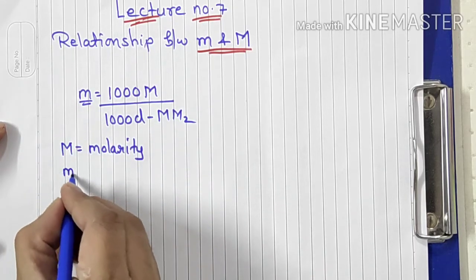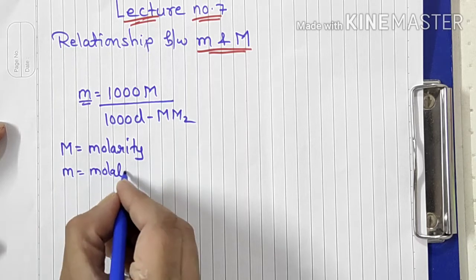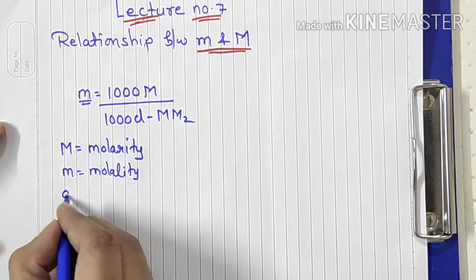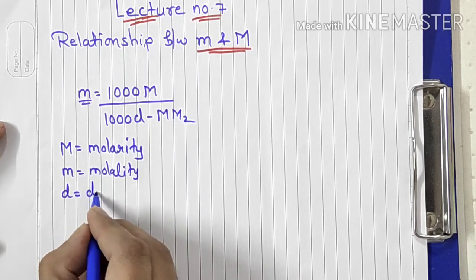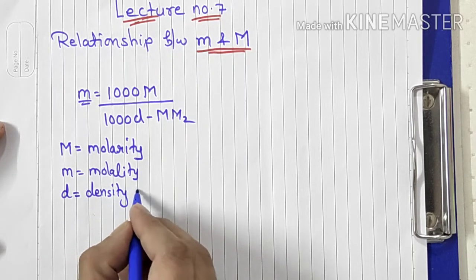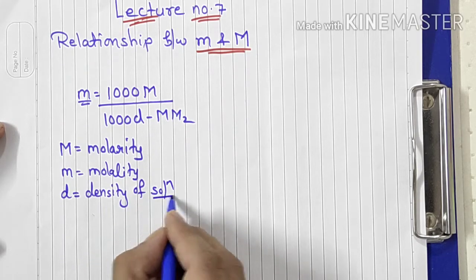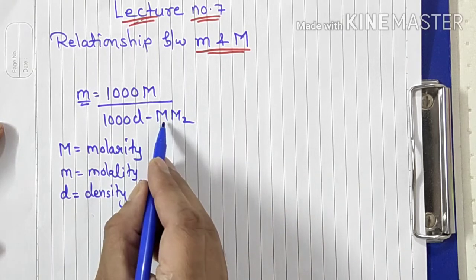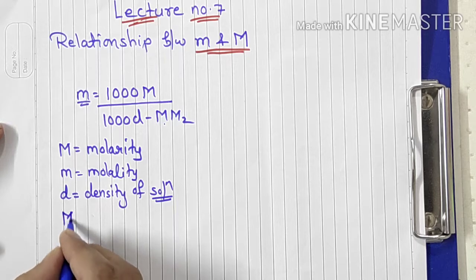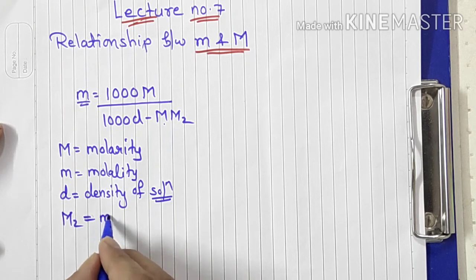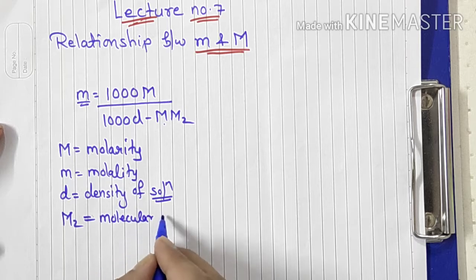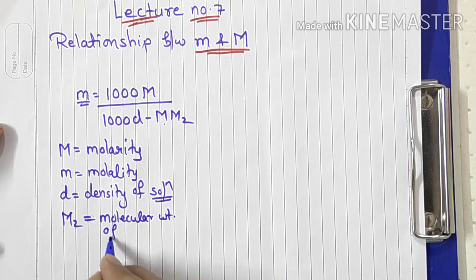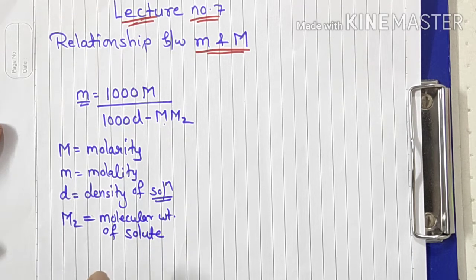This small m is molality, right? What is this d? D is the density of solution. Understand this, density of solution, right? This capital M is again molarity, and this M2 is the molecular weight of solute. Okay, now student, we have to prove this formula.